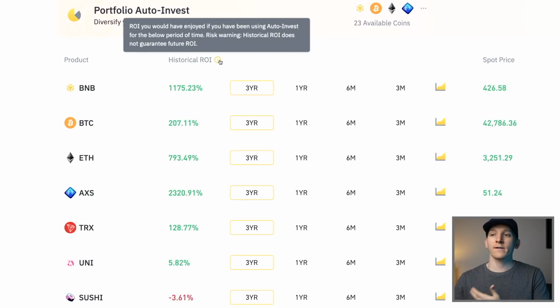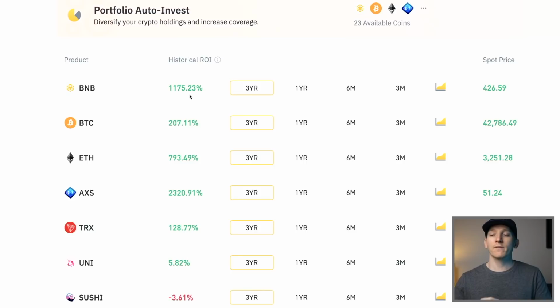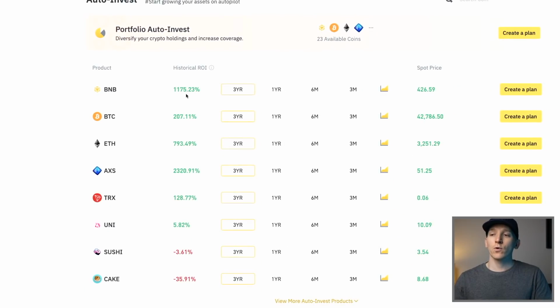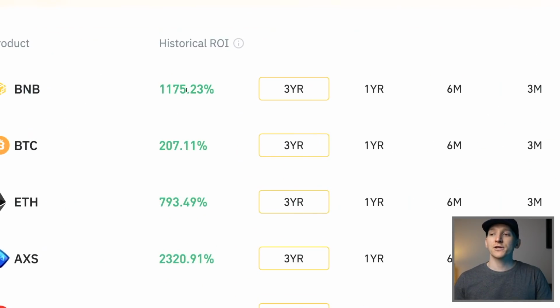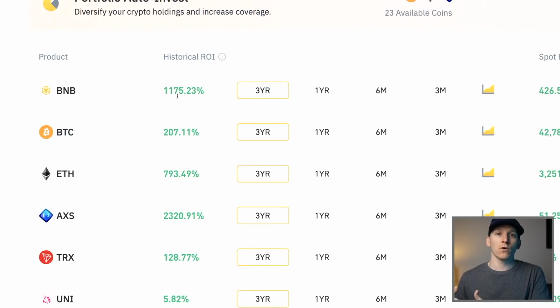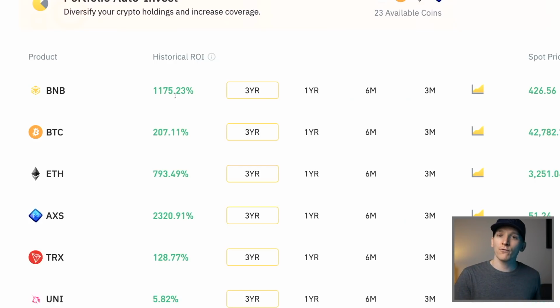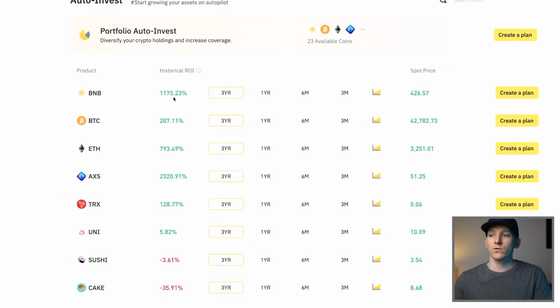Now, something to look at is historical ROI, and this could be a little bit misleading. So I want to talk about that a little bit. Firstly, this historical ROI takes the historical price of the asset that you're buying right here, and then shows you what you would have made if you would have just auto invested and dollar cost averaged over the long term. But obviously things are different now, right? So past performance is not an indicator of future performance. Really important to know that.